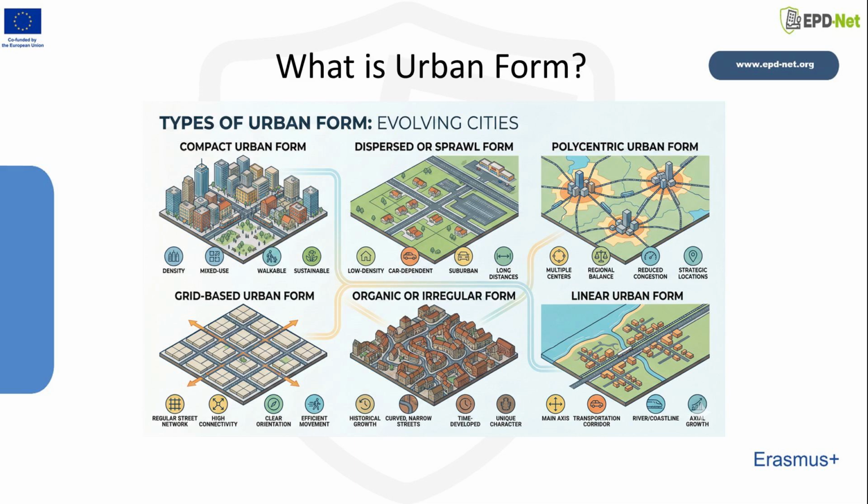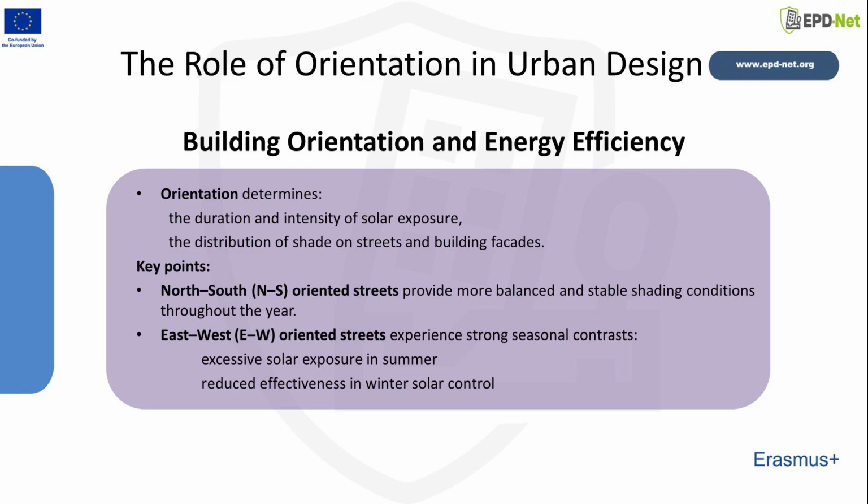When we talk about orientation in urban design, we are really talking about how buildings and streets interact with the sun, and how that interaction affects comfort and energy performance throughout the year. Orientation determines both the duration and intensity of solar exposure, as well as how shade is distributed on streets and facades. In other words, it defines when and how spaces receive sunlight or remain shaded, shaping not only visual comfort but also the thermal quality of the urban environment.